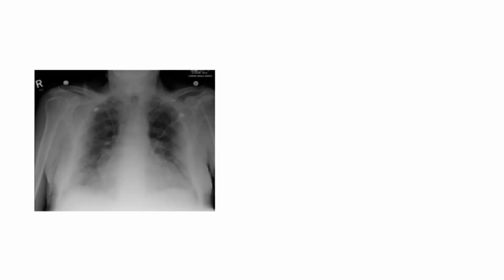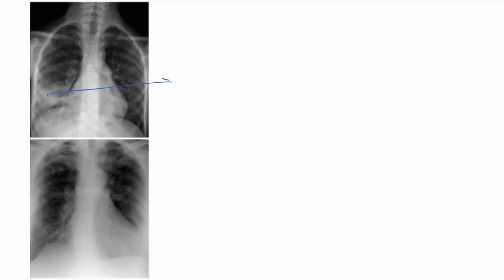Now this picture shows congestive heart failure. In case of congestive heart failure, the cardiothoracic ratio will be greater than or equal to 0.5. There is interstitial pulmonary edema and bilateral pleural effusion in this case. So it is a case of congestive heart failure.